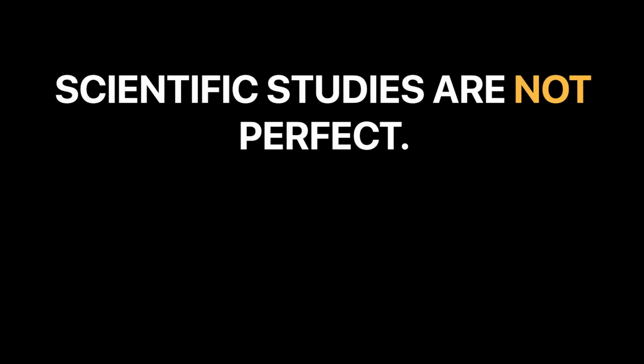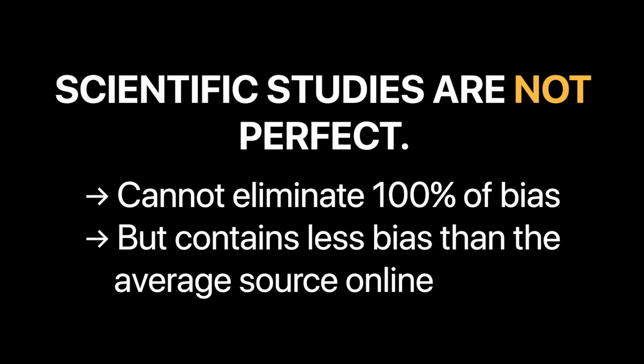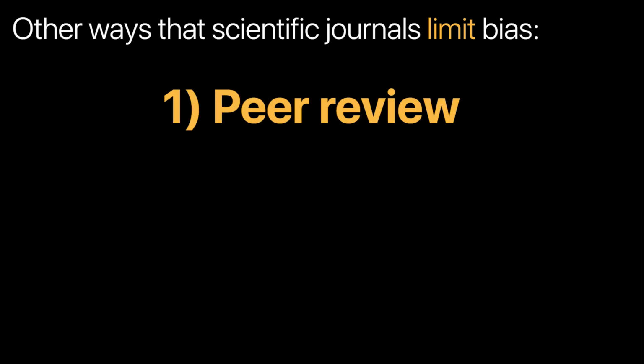So at the end of the day, one thing that's important to note is that the scientific study is not perfect. You cannot eliminate 100% of bias. But it contains far less bias than your average source online, because there are a lot of rigorous processes that go into the scientific method. First of all, other than everything that we just mentioned, we also have things like peer review, where other people edit, look at, read over, and reanalyze all the data and information in those studies.